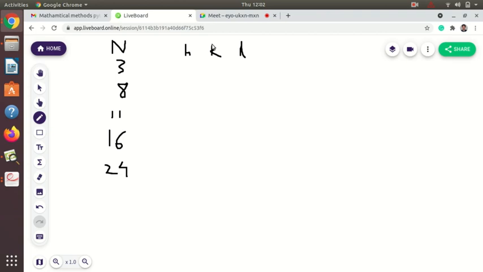Okay, go one by one. Tell me what HKL plane I should have so that the addition of squares is 3. This is h square plus k square plus l square. I have already written the values from 1 to 8. Yes, tell me. 1 1 1. Right. So 1 1 1. Now you can straight away check the addition.